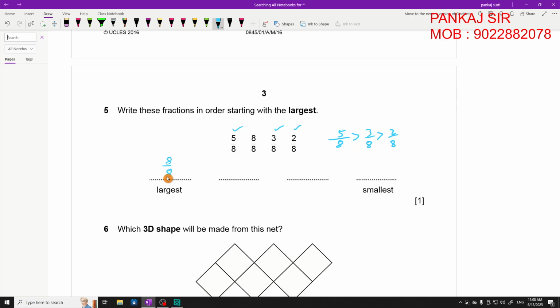So 8 upon 8 is the largest. Now 2 upon 8 is the smallest. So 2 upon 8 will be coming here. 3 upon 8 I can write here. And 5 upon 8 I can write here. Okay. So this has to be my order: 8 upon 8, 5 upon 8, 3 upon 8 and 2 upon 8. Is that clear? Let me check the answer to be sure about it.